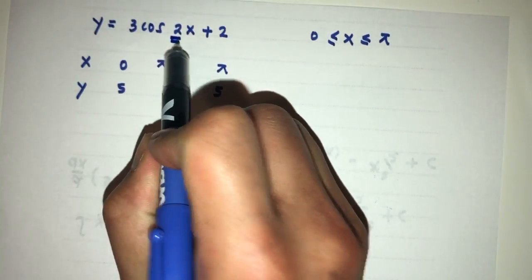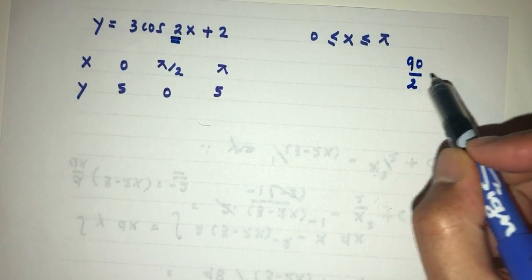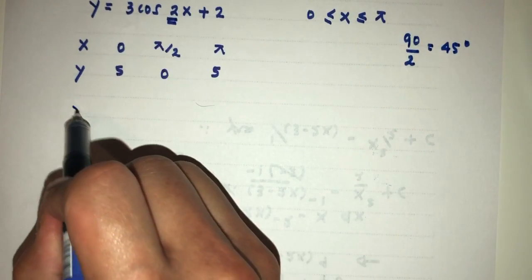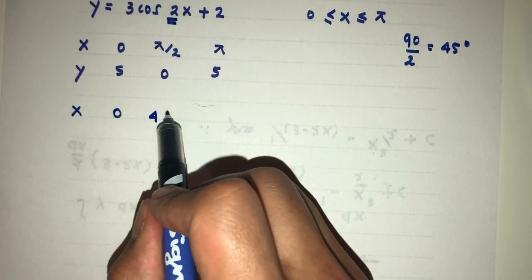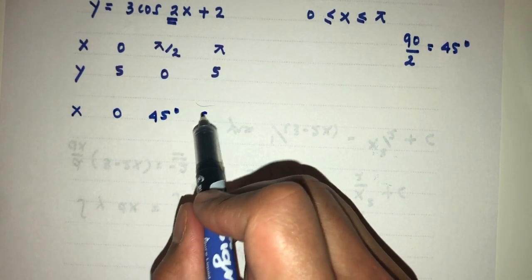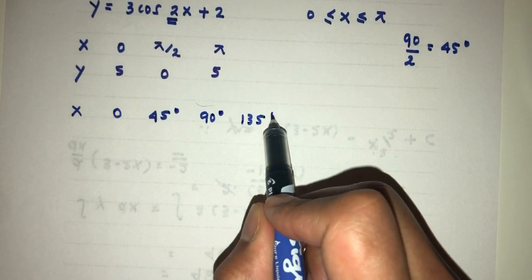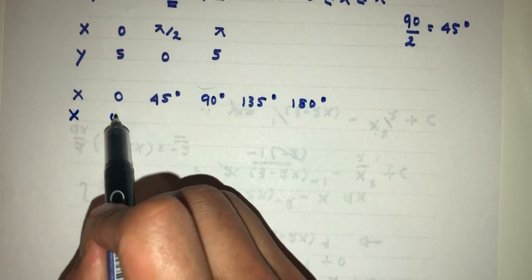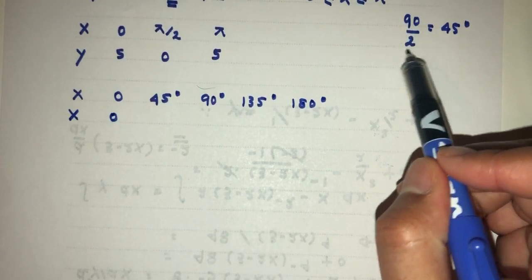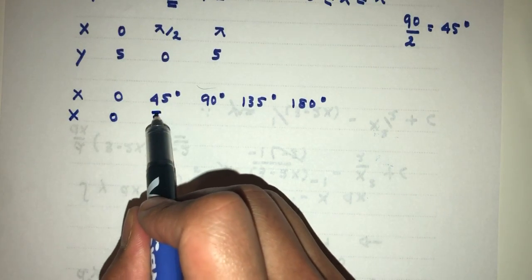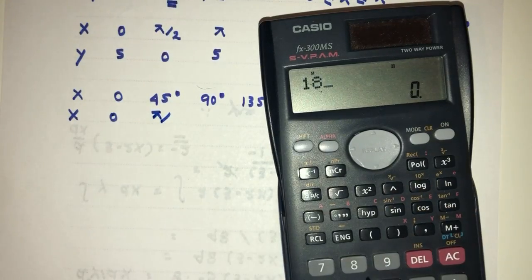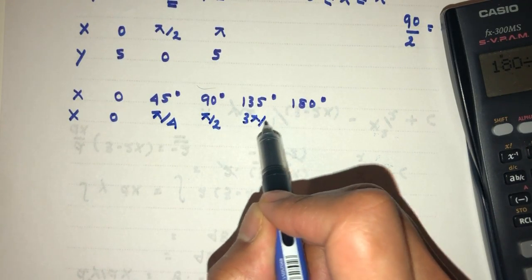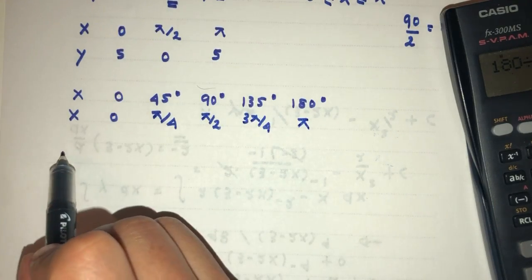Whenever you have 2 here, I can try 90 divided by 2, 45 degrees. So I can measure every 45 degrees. For example, if I had x: 0, 45 degrees, 90 degrees, 135, that will be 180. I will do that for now. So this is basically x is 0, because usually the 2 comes from here, okay? 45 degrees is pi divided by 4. Pi is 180, divided by 4 is 45. This is pi by 2. This is 3 pi by 4. This is pi. So find the corresponding value of y.